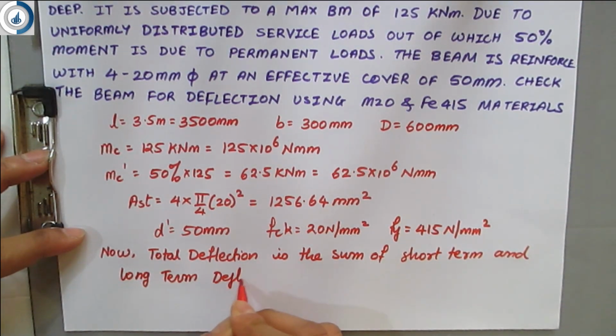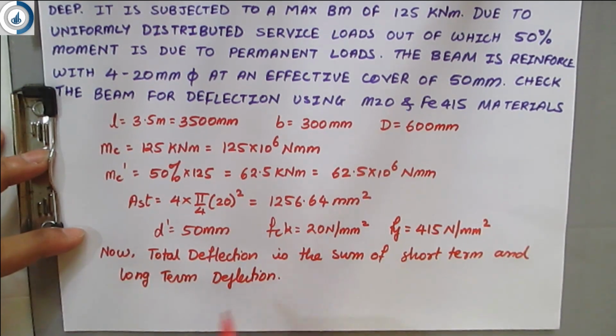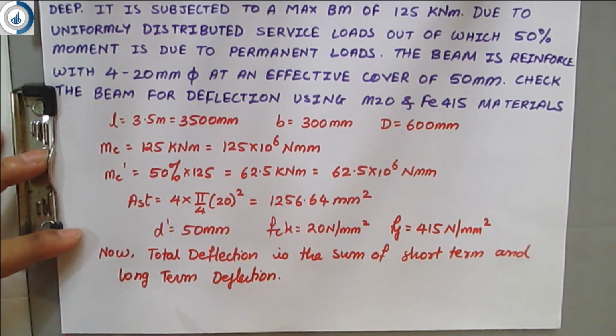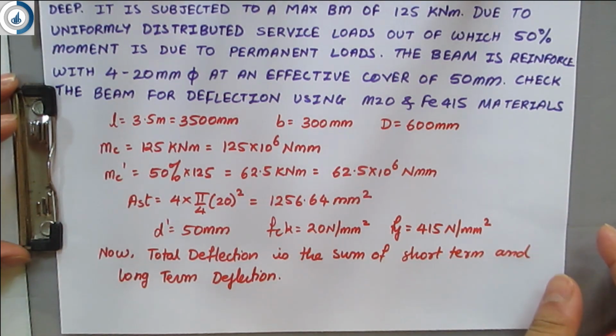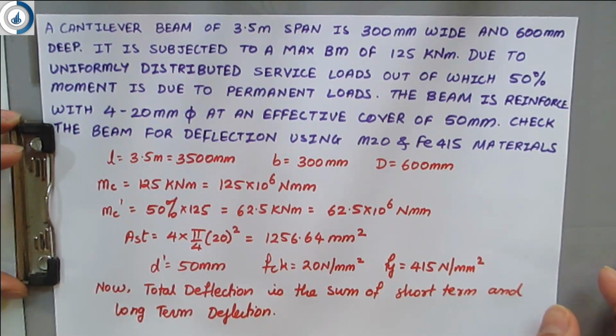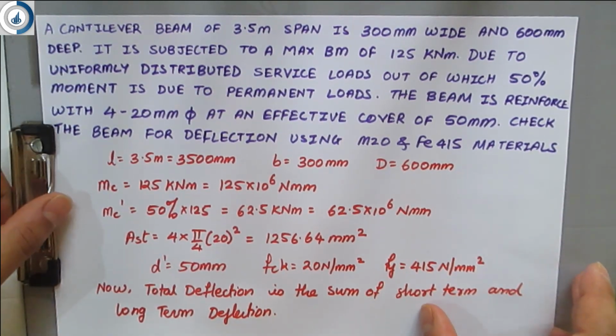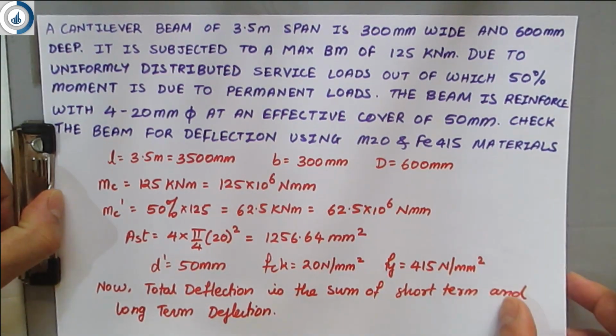This you have to remember. There are short-term deflections as well as long-term deflections, and when you add all of them you will get the total deflection for that particular beam or slab. So one by one we will see which types of deflections we will be finding out.